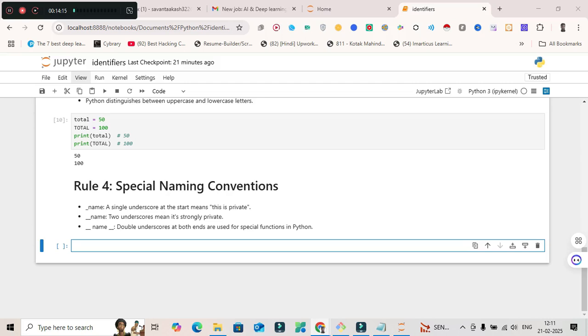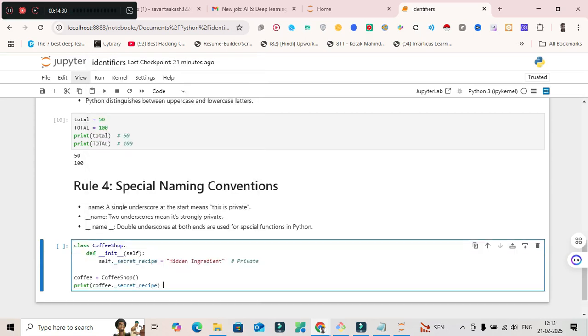Let me walk you through that. It is not accessible directly. Let's say this ingredient is not accessible. Let me give you an example so that it makes more sense. Let's say I am accessing this secret recipe as a normal user. If I am going to the coffee shop, I am creating an object.